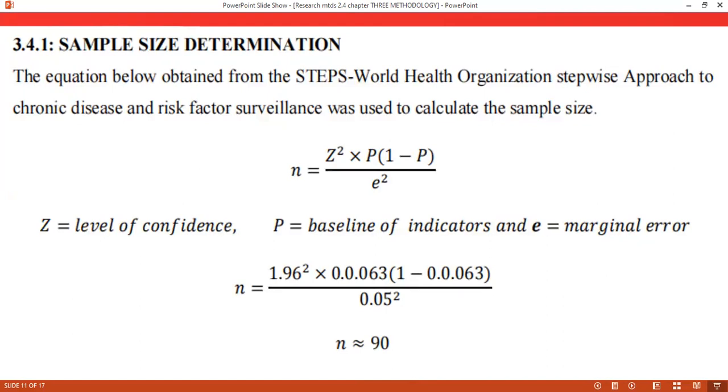I'll write sample size determination, and then I'll talk about my equation. We say talk about the equation that you're going to use and perhaps where you obtained it from. I will say the equation below, obtained from the WHO STEPwise approach to chronic disease and risk factor surveillance, was used to calculate the sample size. Of course, this is the standard formula. I discussed it in the sampling lecture. So I'll give my formula and then define my parameters in the formula: Z, level of confidence; P, baseline of indicators; and E, the margin of error.